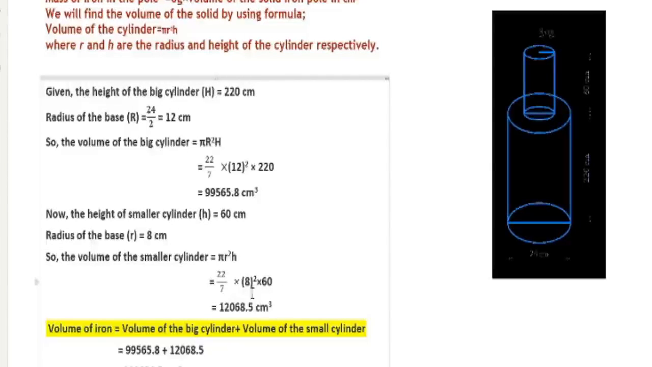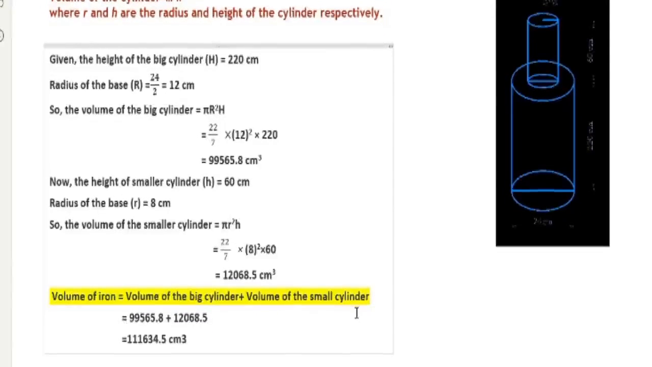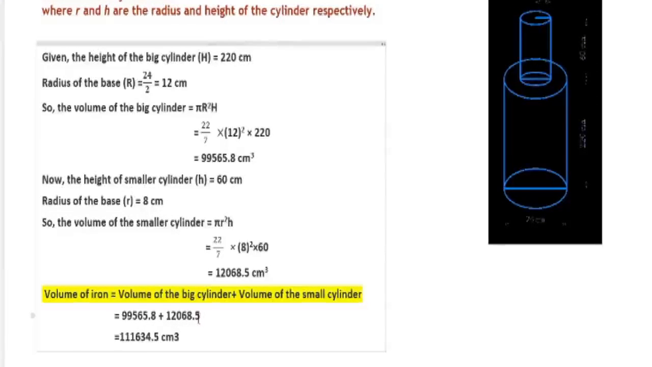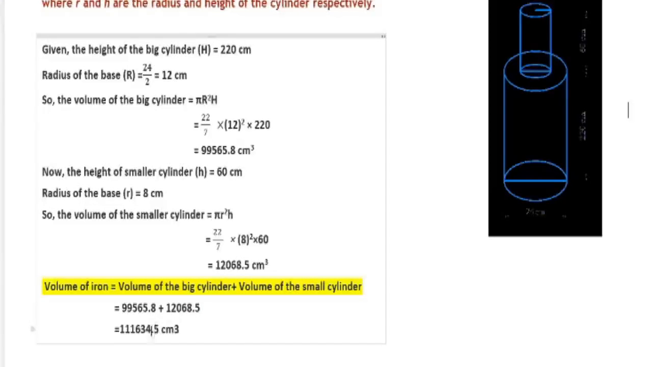You have to simplify it. You will get 12068.5 centimeter cube. Now we have to find out the volume of the iron pole. That is, the volume of iron equal to volume of the big cylinder plus volume of the small cylinder. That is 99565.8 plus 12068.5. Add it both, you will get 111634.5 centimeter cube. So this is the volume of iron.